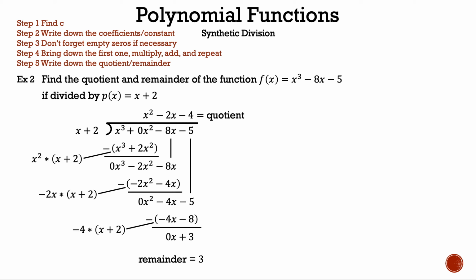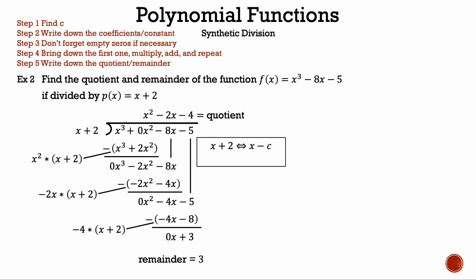First, let's show the result of dividing x cubed minus 8x minus 5 by x plus 2. You can watch the exact question using long division in another video. So the quotient is x squared minus 2x minus 4, and the remainder is 3. Now that we know what we're looking for, let's find it with synthetic division.